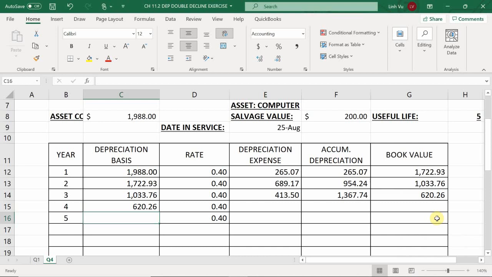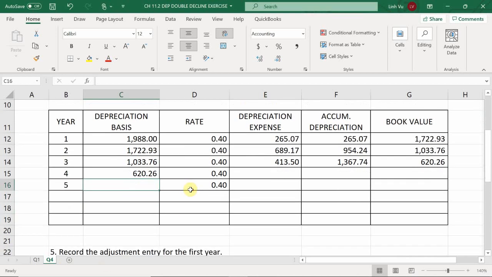So once again, how do I solve for my depreciation expense for year 4? We multiply 620.26 times the 0.40. I got 248.10. Perfect. 248.10. Then we're going to add these numbers together for our accumulated depreciation.